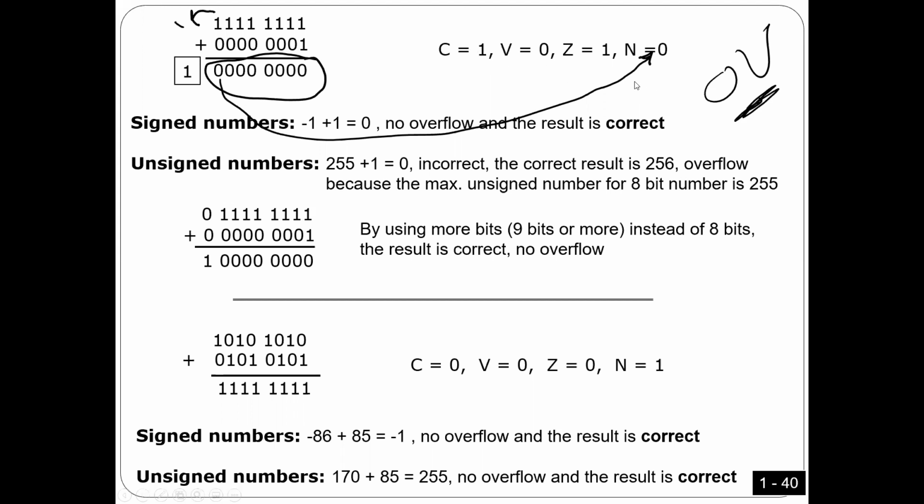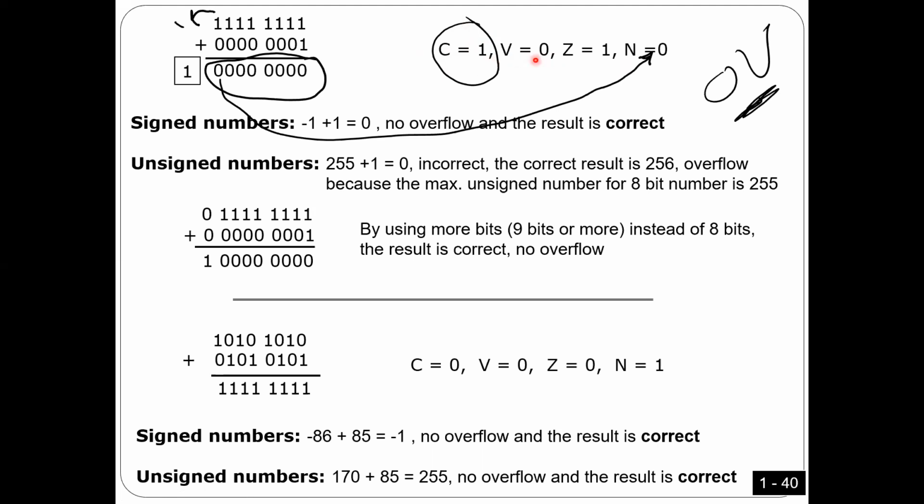Now let me interpret this answer. Because the carry is one, it means there is unsigned overflow. That means if you consider your number unsigned, the result is not correct because there is overflow. If you look here, guys, this number is 255 and this is 1. So I added 255 plus 1, I got 0, right? Which is not correct because there is unsigned overflow.